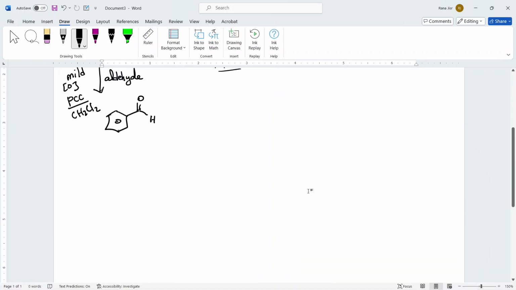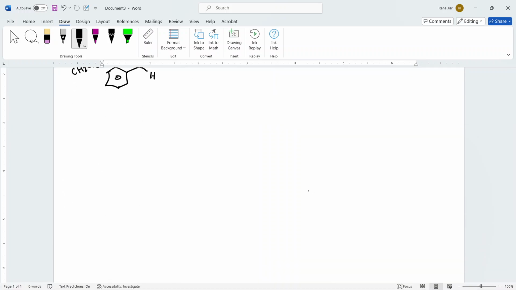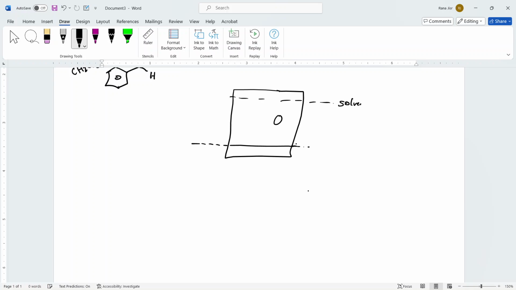Again, there is a video for the TLC. So all you need to do for the RF: if this is your spot, this is simply your spotting line, and this is the solvent front. To get the RF, it is equal to the distance from the center of the spot to the spotting line, which I'm going to call X, divided by the longer distance from the spotting line to the solvent front, which is Y. So RF is equal to X over Y.